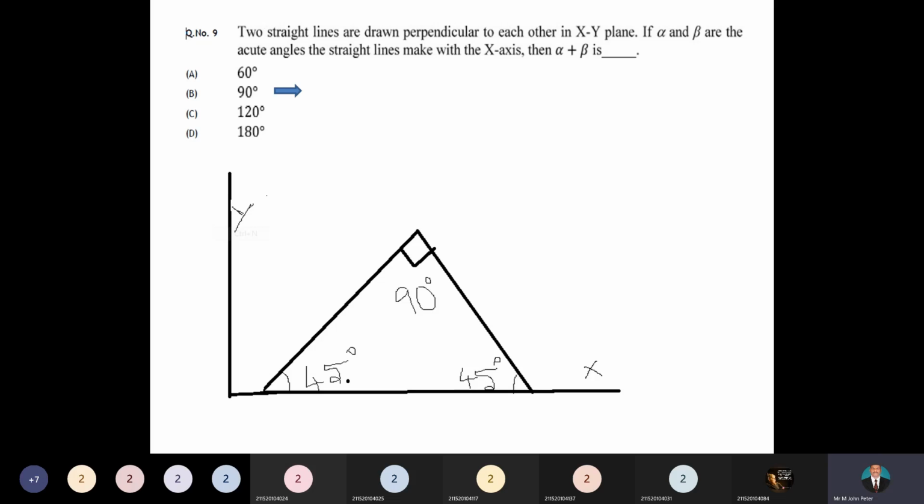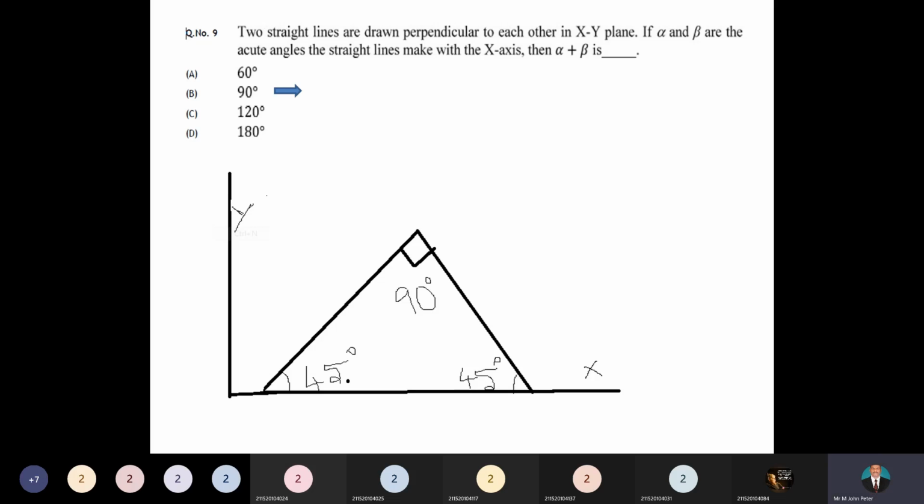Okay, smaller angles. So two straight lines. In this way, you have to think in the x-axis, y-axis. See the diagram for understanding. I have put the x-axis, y-axis, and two straight lines intersecting, making a perpendicular. Perpendicular means intersecting, making an angle of 90 degrees. So this straight line and this straight line intersect, making an angle of 90 degrees. That is called perpendicular.